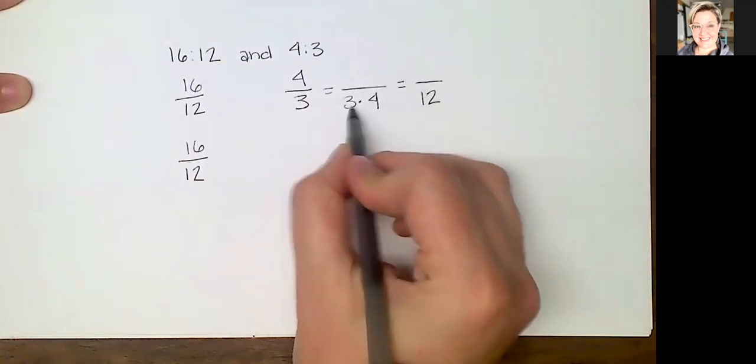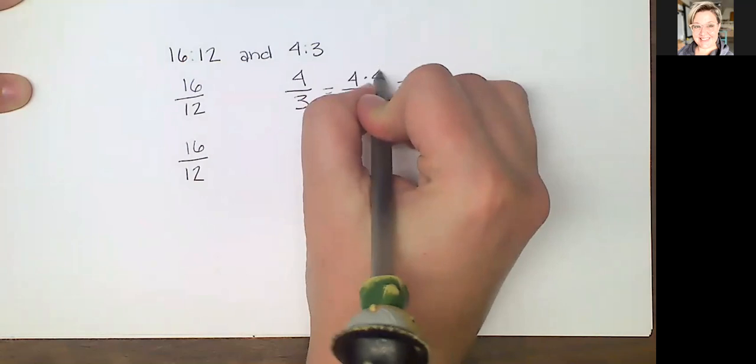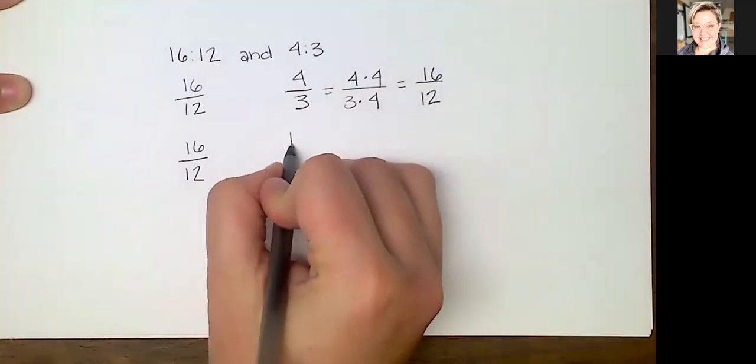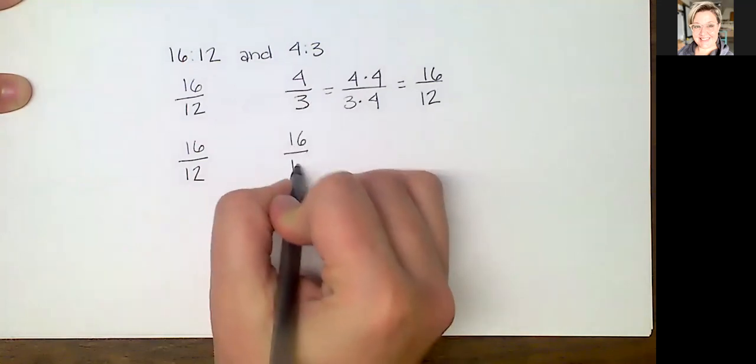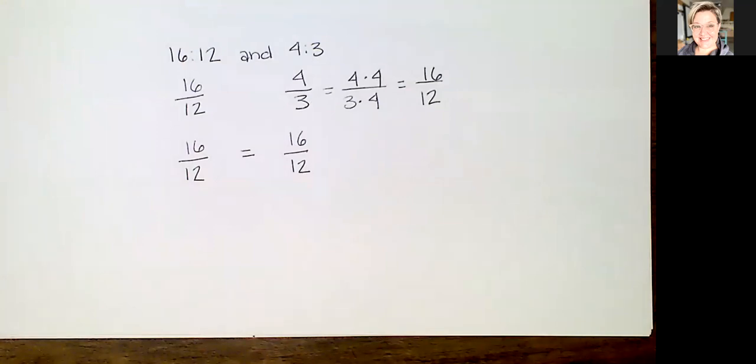And since we had to multiply 3 times 4, we also have to multiply 4 times 4. And that is 16. So this simplifies to 16 over 12. And we know that the two are equal.